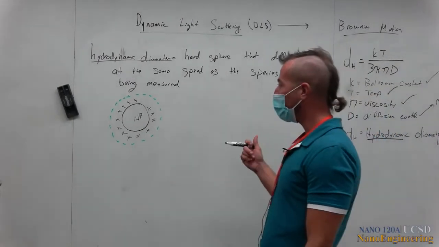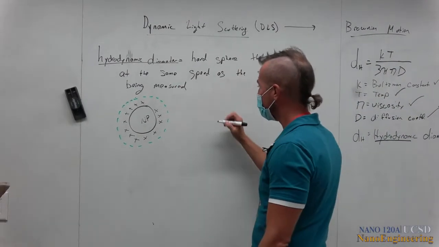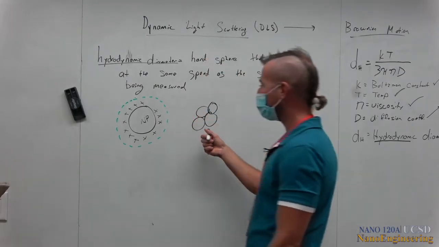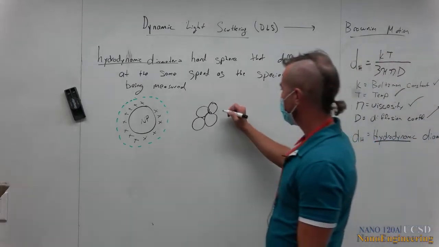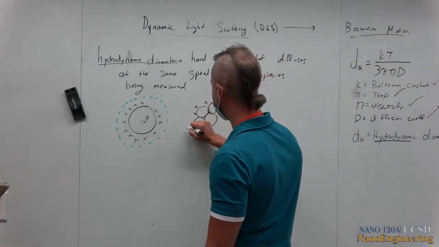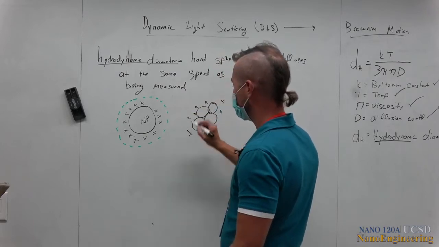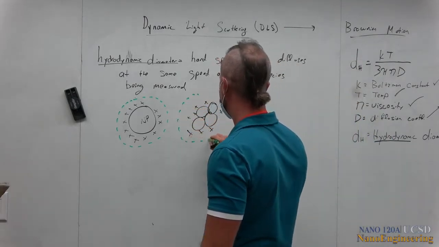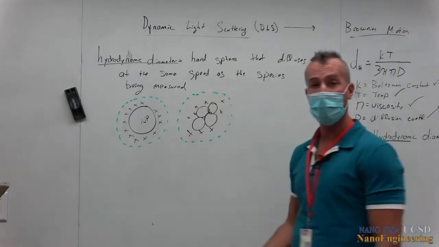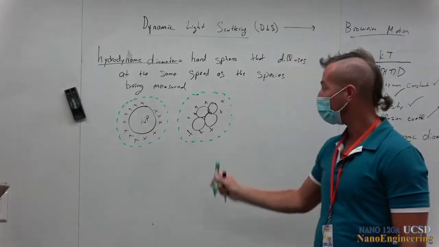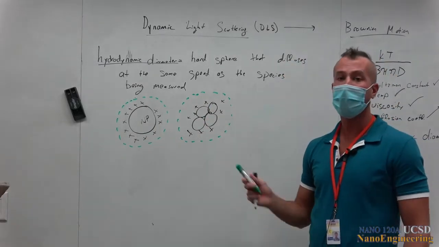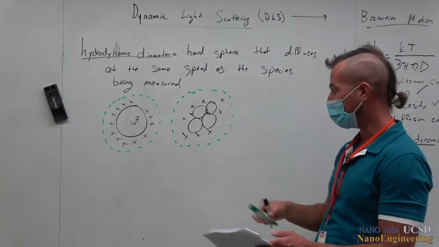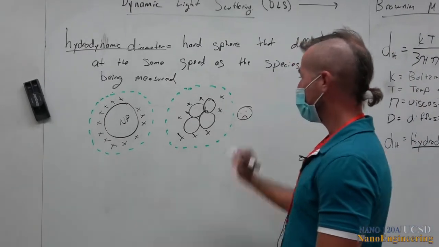What's another example of a hydrodynamic diameter? Say you had a cluster of 4 nanoparticles and this associated solvent. So now your hydrodynamic radius is going to be about the same size as this system, even though you actually have 4 smaller particles. Not colloidally stable, sticking together, sad face.